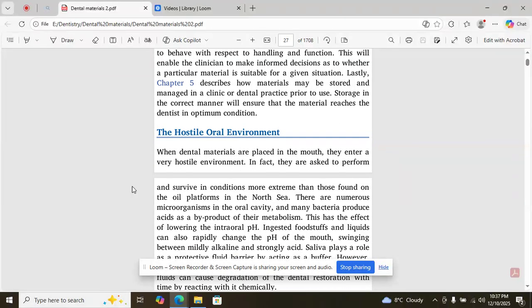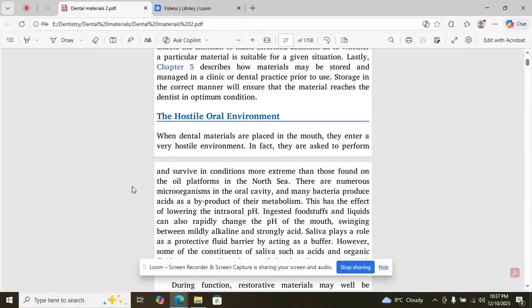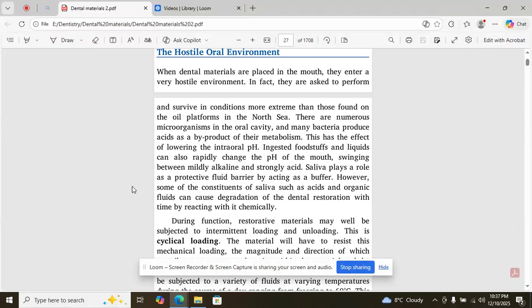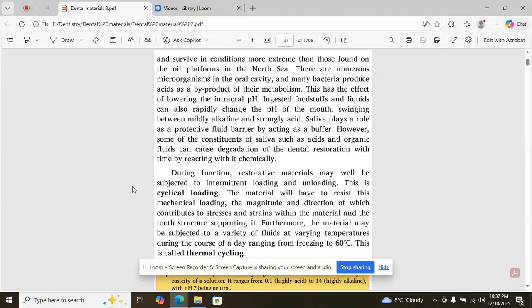Ingested foodstuffs and liquids can also rapidly change the pH of the mouth, swinging between mildly alkaline and strongly acidic. Saliva plays a role as a protective fluid barrier by acting as a buffer. However, some of the constituents of saliva, such as acids and organic fluids, can cause degradation of the dental restoration with time by reacting with it chemically. During function, restorative materials may well be subjected to intermittent loading and unloading. This is cyclical loading. The material will have to resist this mechanical loading.